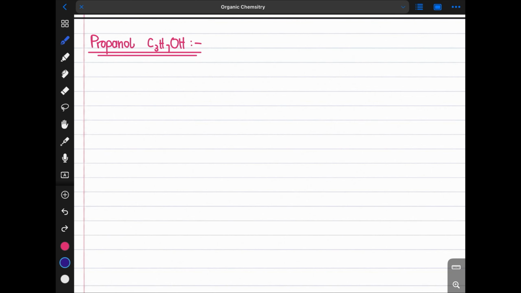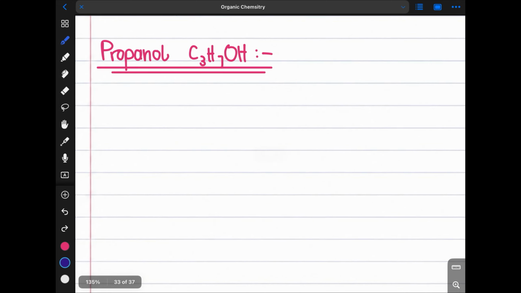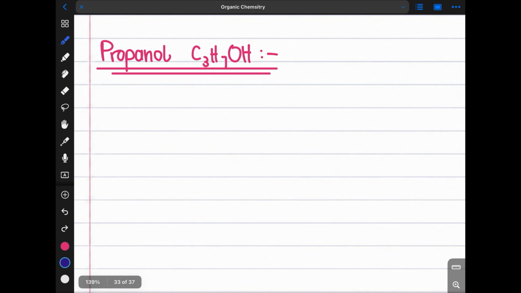Alright, so now here we have an example of propanol, C3H7OH, and here we have to draw all the existing isomers of the propanol. So let's start doing it. Firstly, let's just draw the normal structure of the propanol, which is like this. Let's first draw the 3 carbon atoms, 1, 2, and 3, and then we have to join these together with a single bond.